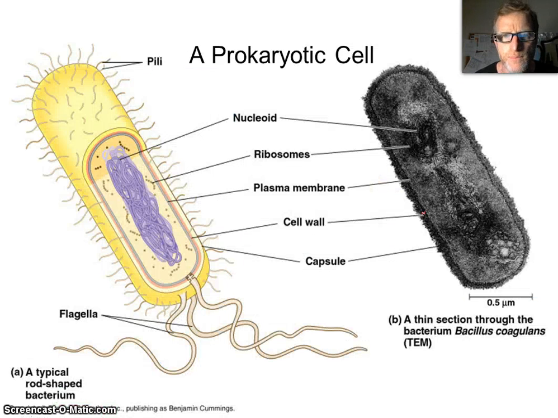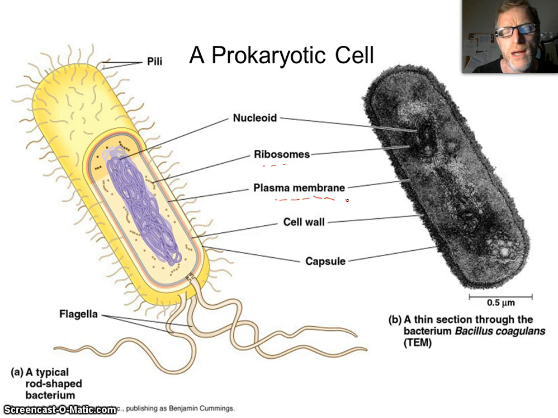Okay. Here's a good example of a prokaryotic cell. Now, prokaryotic cells are not devoid of everything. They still have ribosomes for making proteins. They're still encased by a plasma membrane or a cell membrane. All living cells have a cell membrane, and all cells have ribosomes.